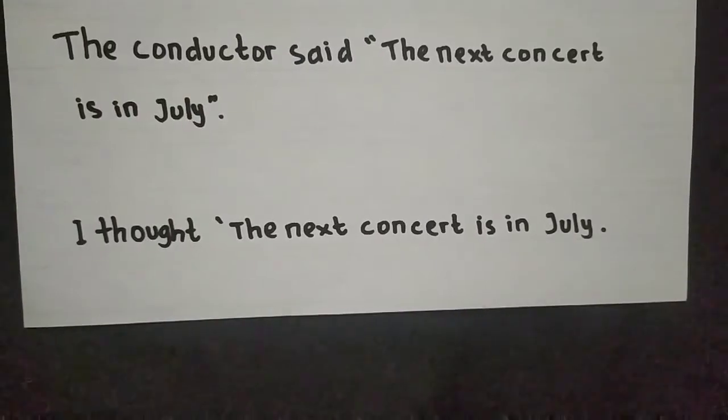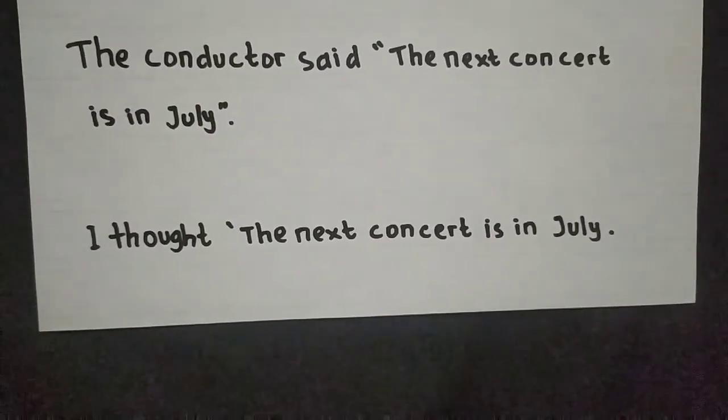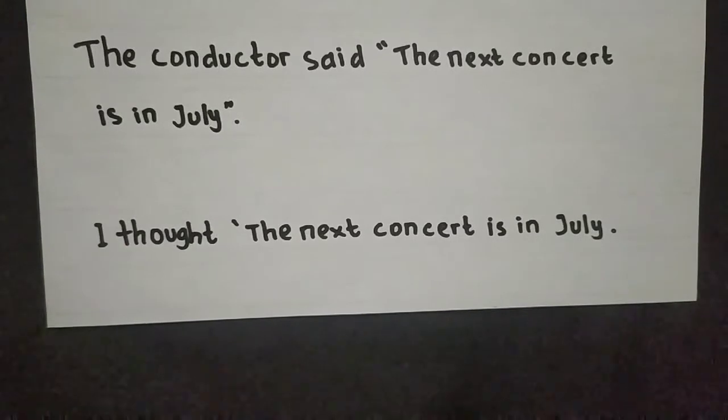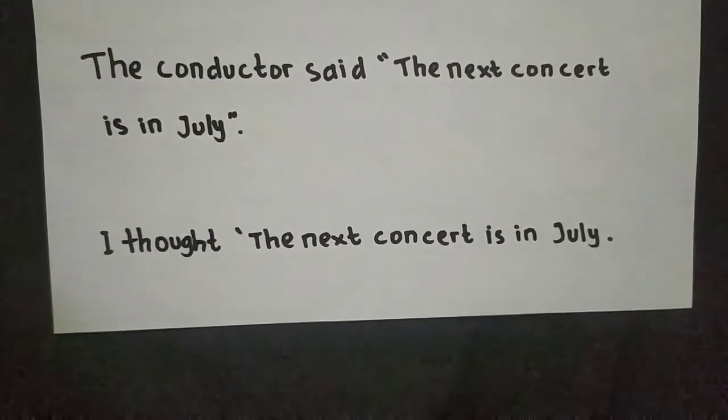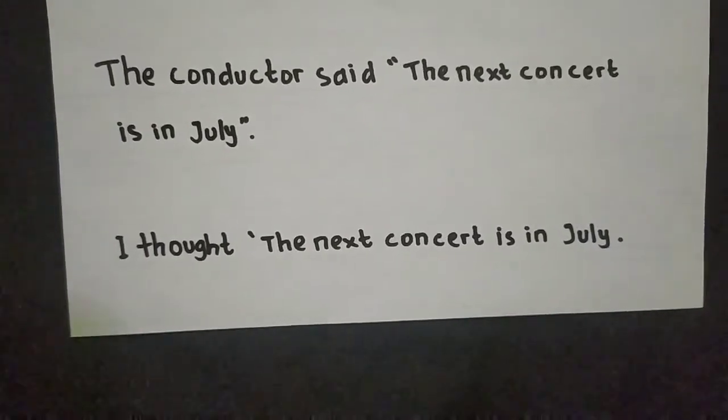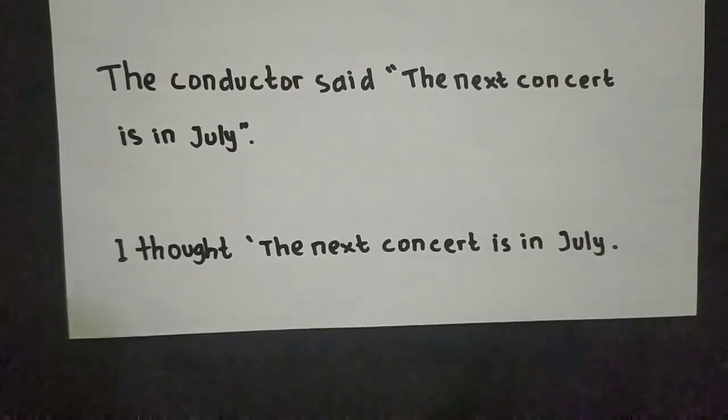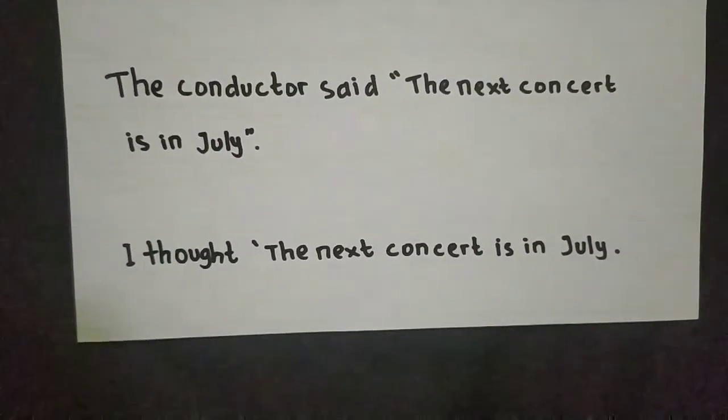And the second is idea. Idea is a construction of meaning, occurs in mental process, indicated by single quotes. For example, Atto thought 'the next concert is in July.' Single quotes are indicators of the idea or mental process.